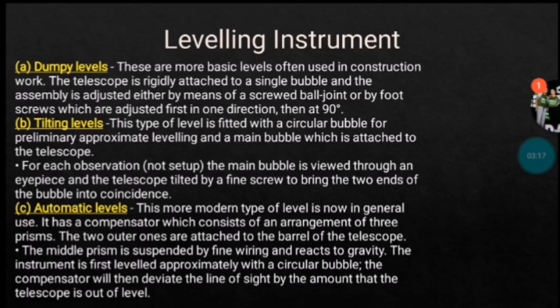Third is automatic levels. This modern type of level is now in general use. It has a compensator which consists of an arrangement of three prisms. The two outer ones are attached to the barrel of the telescope. The middle prism is suspended by fine wiring and reacts to gravity. The instrument is first leveled approximately with a circular bubble. The compensator will then deviate the line of sight by the amount that the telescope is out of level.